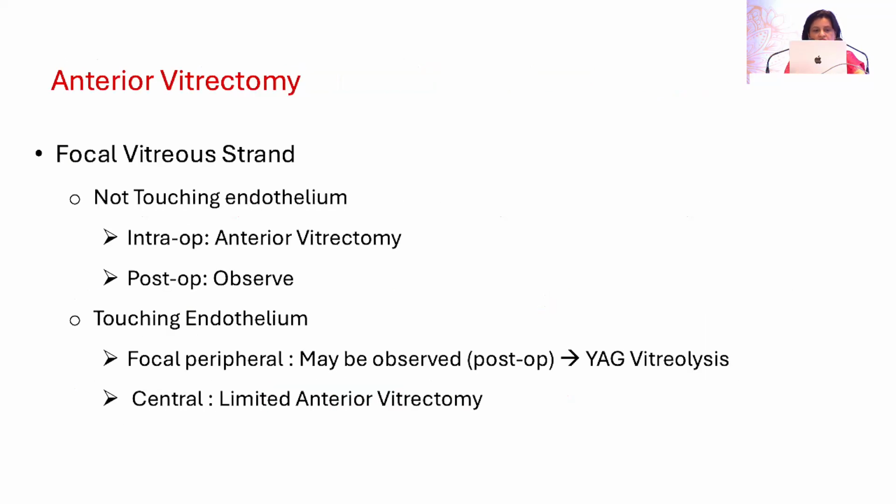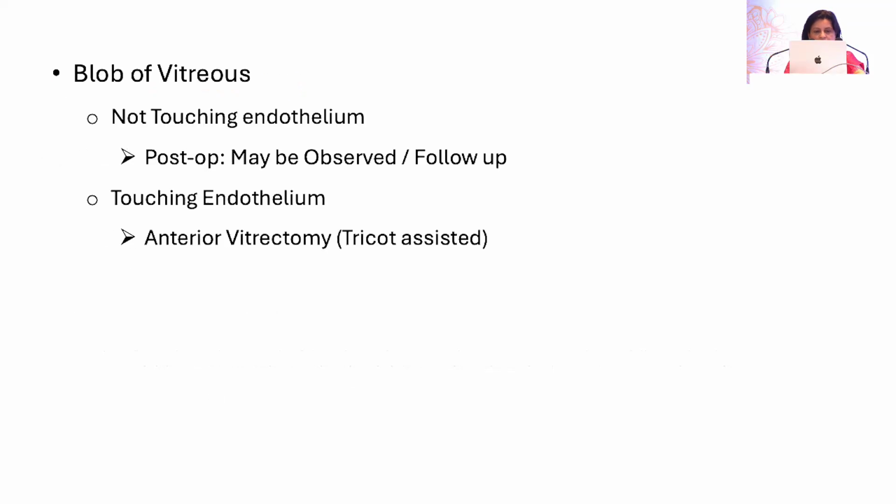If there are focal vitreous strands which are not touching the endothelium, then intraop anterior vitrectomy can be done, and post-op one can observe. But if they are touching the endothelium, and they are focal and peripheral, then they may be observed, and alternatively in the post-op period you can even do YAG vitreolysis. But if they are central, then always limited anterior vitrectomy has to be done.